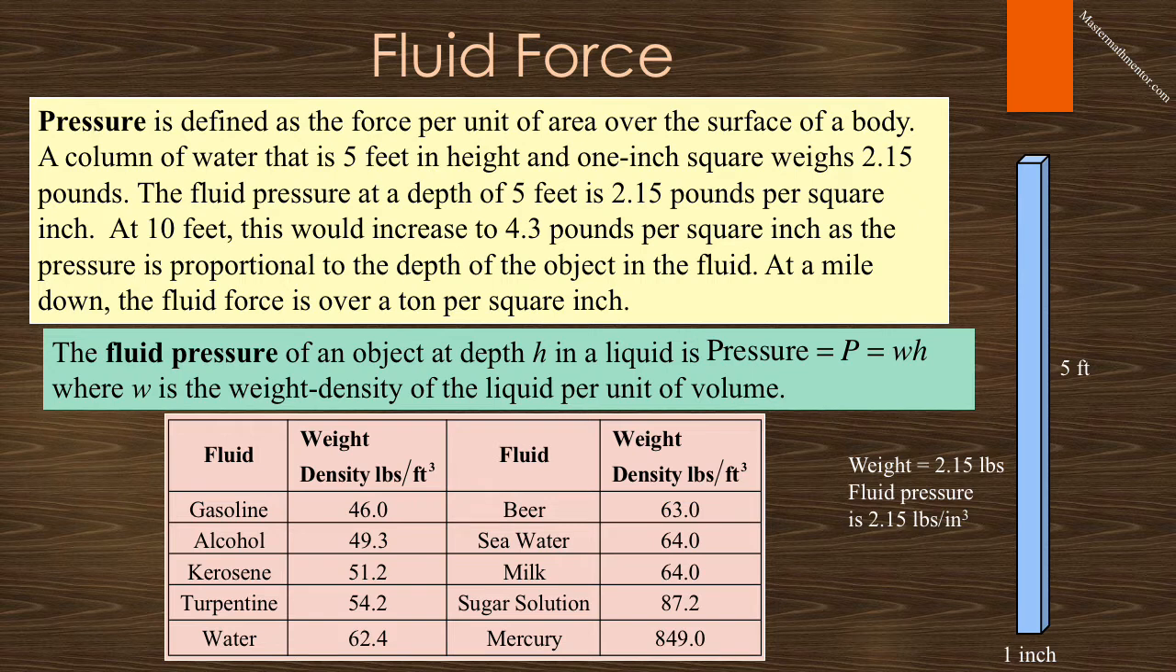Beer is close to water, 63. Seawater is slightly heavier at 64, as is milk. A sugar solution has a weight density of 87.2 pounds per cubic foot, and mercury has a whopping weight density of 849 pounds per cubic foot.